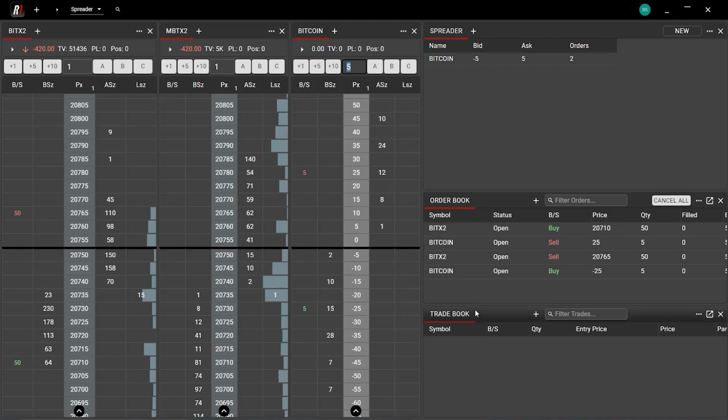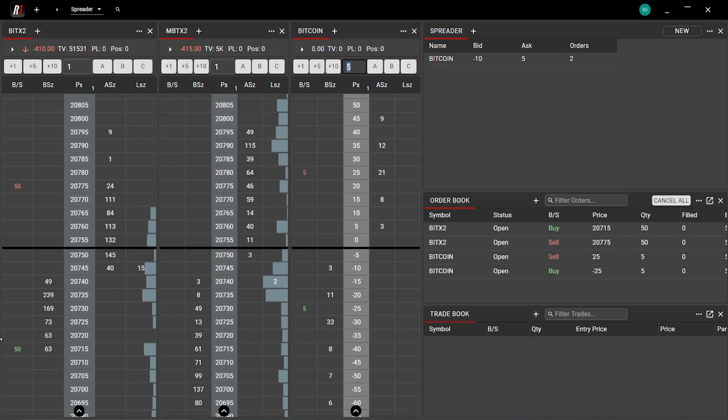Because this is a synthetic instrument, we can see that our quote orders are working 50 lots. That represents the 10 times multiplier we put in our spreader configuration. So as the price of the micro Bitcoin contract moves, our quotes in the nano Bitcoin contract will update.